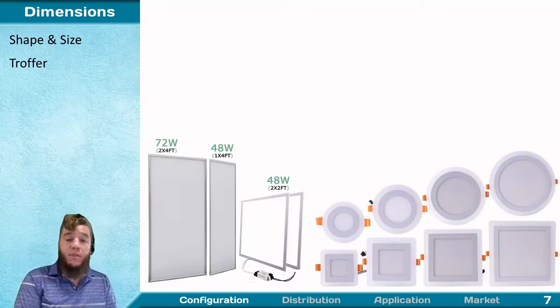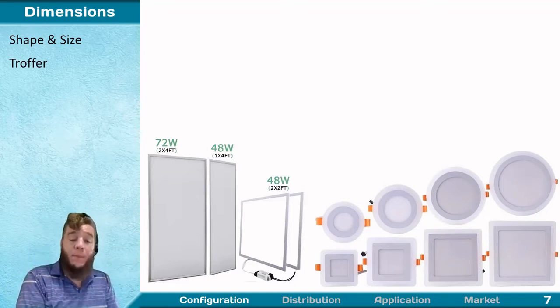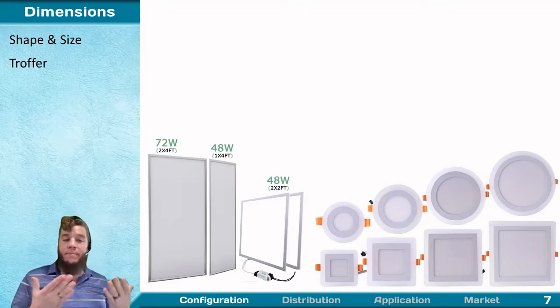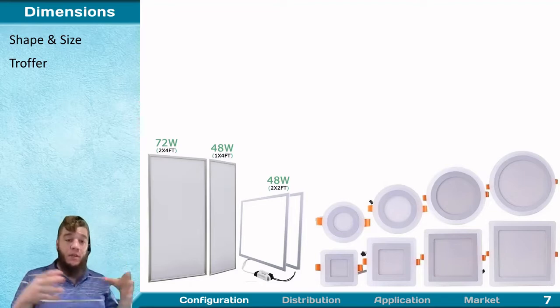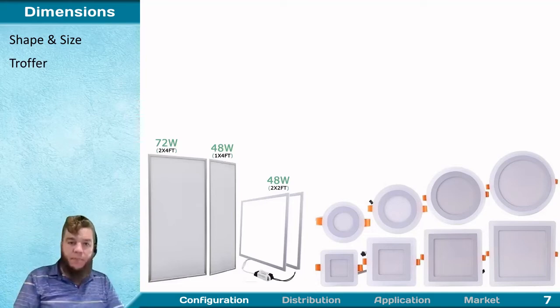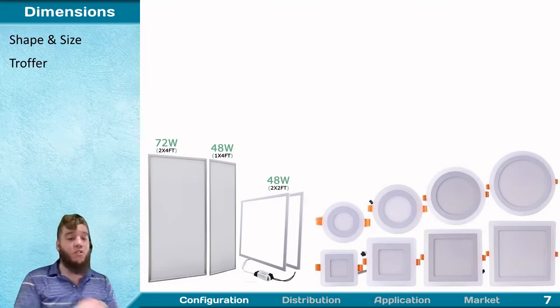Troffers. Troffers come in very standardized dimensions, and that's because our typical drop ceilings come in very standardized dimensions. So what you're going to see here with common troffers are 2 by 4 foot luminaires, and that's going to basically take up the space of one large ceiling tile. You also have 2-foot by 2-foot luminaires, which is another extremely common type.